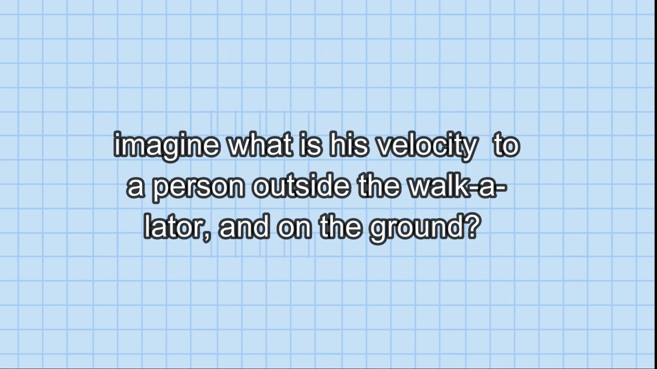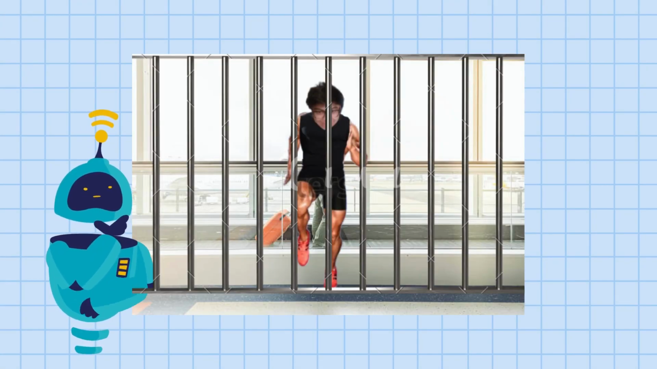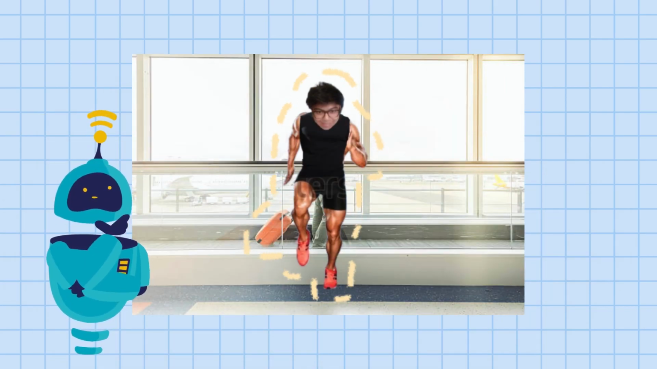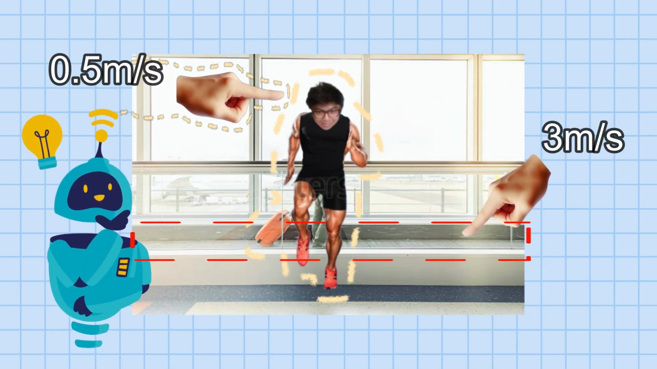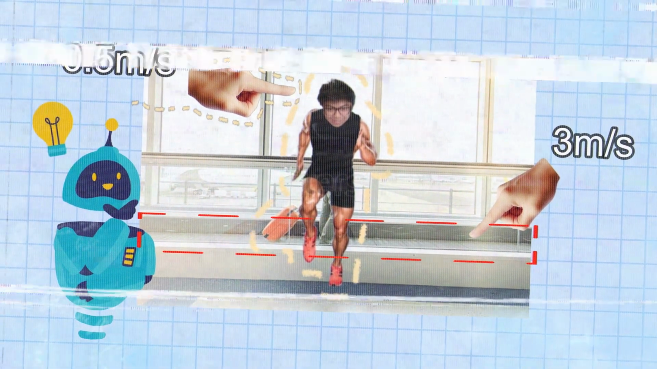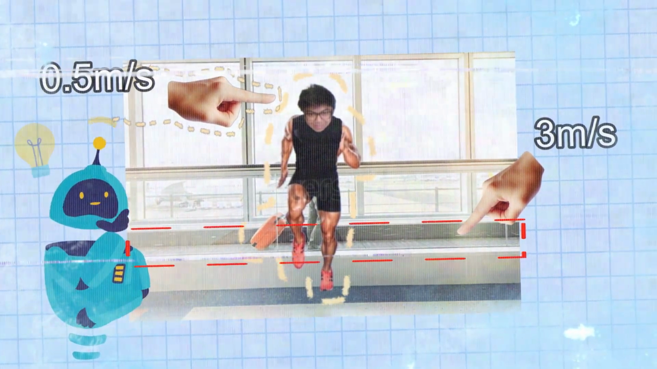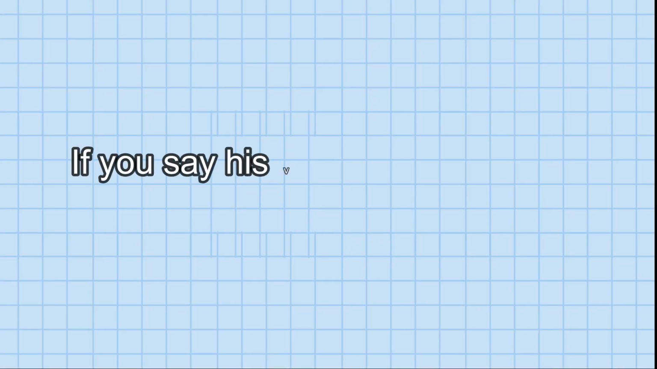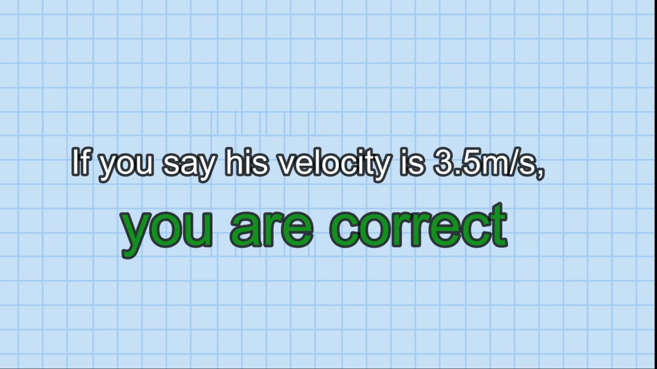Imagine what is his velocity to a person outside the walkalator and on the ground. What do you think his velocity would be with respect to the ground? Take note that he is in a walkalator that moves 3 meters per second. Pause the video and try to guess. If you say his velocity is 3.5 meters per second, you are correct.